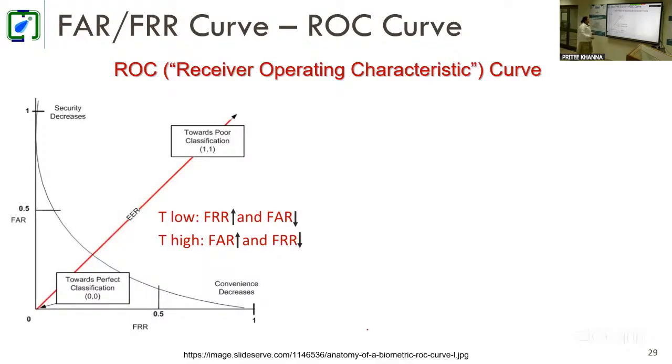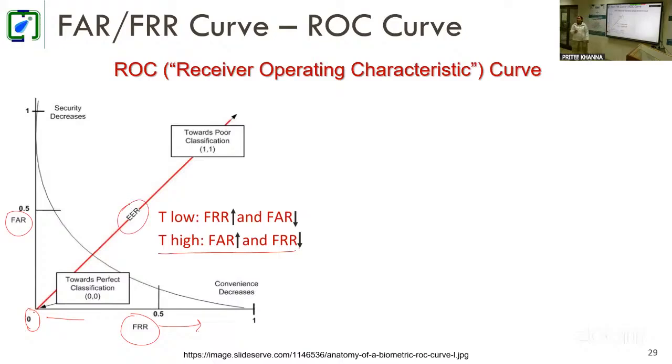Here you can see FRR, the false reject rate, and here the false accept rate. If you are on this side, the false reject rate is increasing. If your threshold is low, your FRR is going to be high. If your threshold is high, then your FAR is high and your FRR is going down. That behavior is being plotted here, and this is the line of equal error rate.